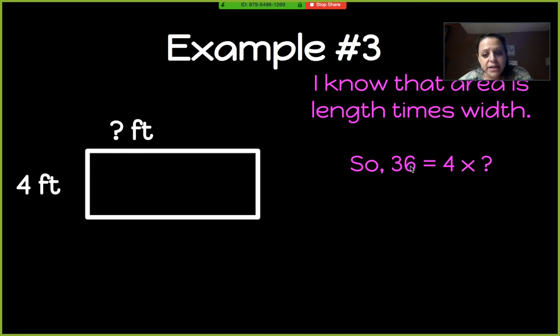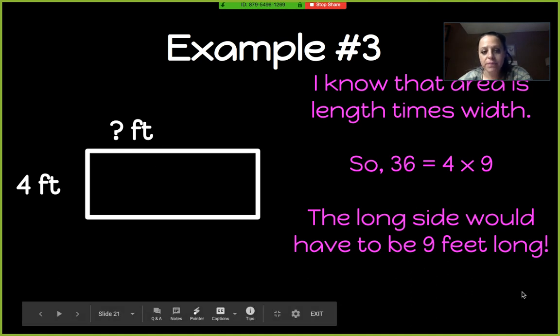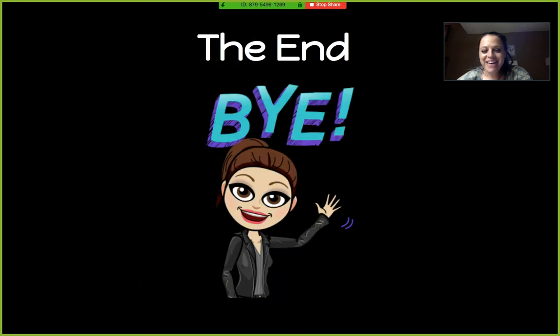So if the area is 36, and I know it's length times width, so I know 4 times some number is going to give me 36. Math facts. Did you guys figure it out? It would have to be 9 because 4 times 9 is 36. So the long side right here would have to be 9 feet long. Guys, you got this? All right.